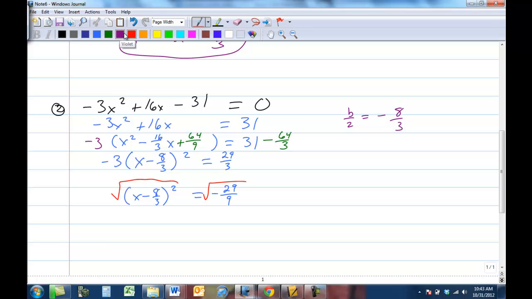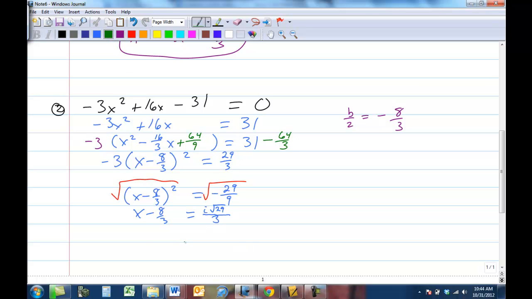Now, when I square root both sides, I'm left with x minus 8/3 equals, let's see if you follow me here. This is i root 29 over, now the square root of 9 is nice. Turns out to be 3. But because of that negative, that made it i. All right, so it's i root 29 divided by 3.